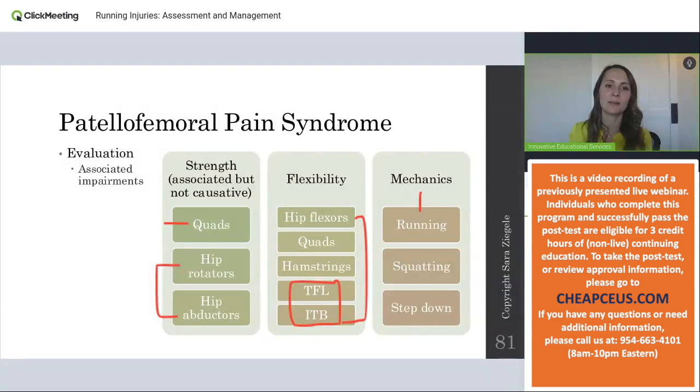And then in our mechanical evaluation, we want to, of course, look at their running mechanics, but we can also tell a lot from their squat and from their step down due to the loading nature in that eccentric quad.